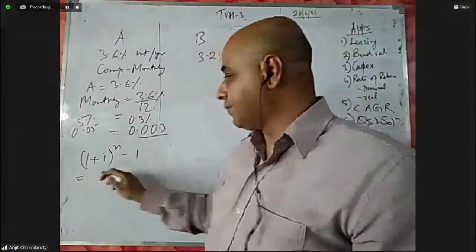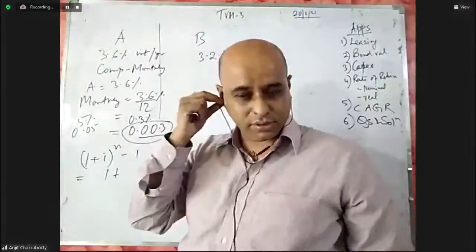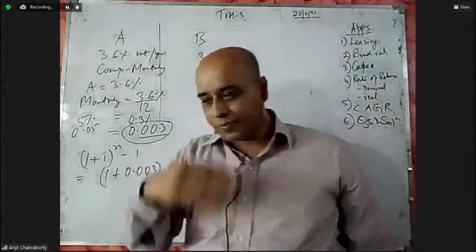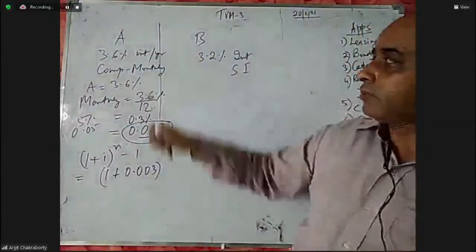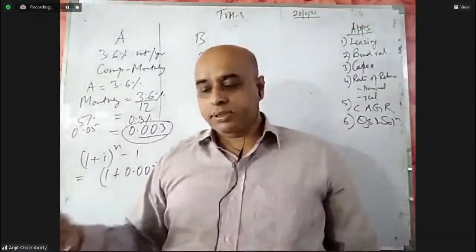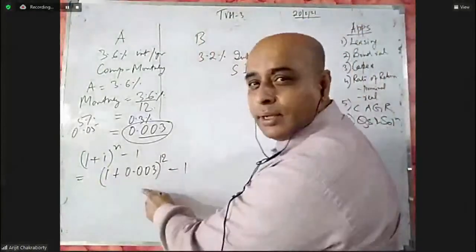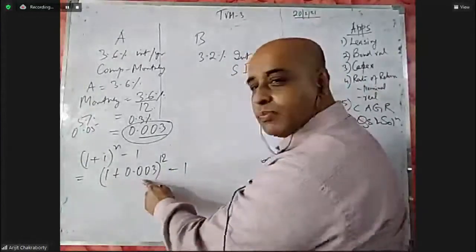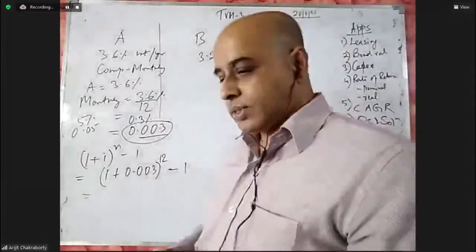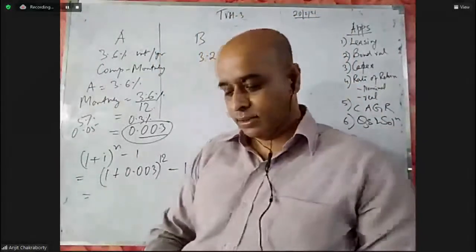Now let me work it out and see. 1 plus i is 0.003, so I write (1 plus 0.003) to the power n. Now n is how much? It is compounded monthly, and we have to find the annual impact, so n is equal to 12. So (1 plus 0.003) to the power 12 minus 1. This again means calculation, so just try out and see what you get.